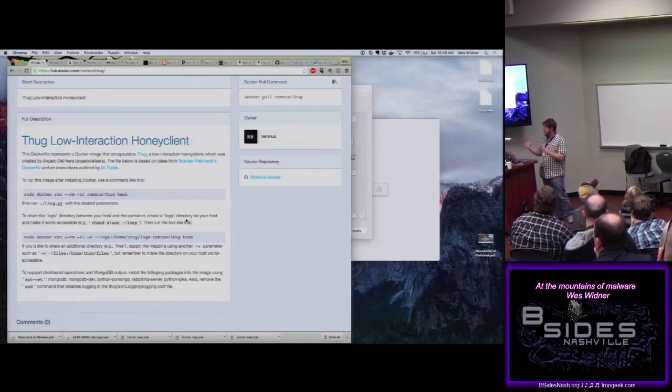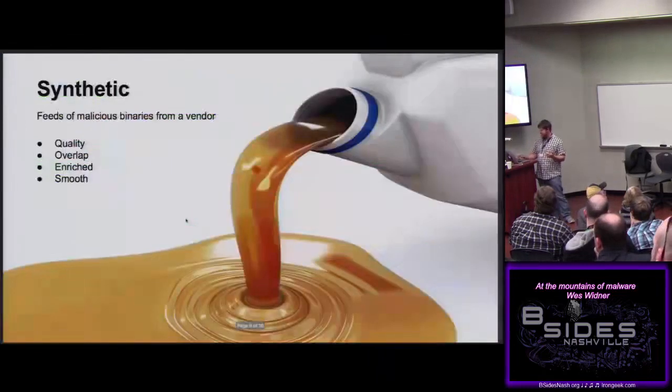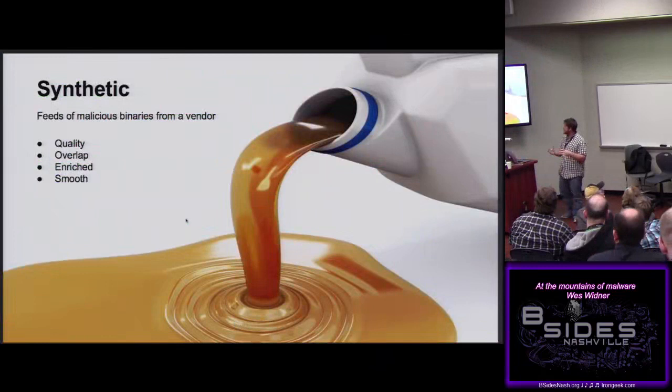So finding sources, like I said, it's simple and it's hard at the same time, especially for organic. The next one is actually a lot easier. Synthetic. So synthetic feeds are from a vendor. There's lots of threat intelligence vendors out there. The space is actually pretty crowded right now.